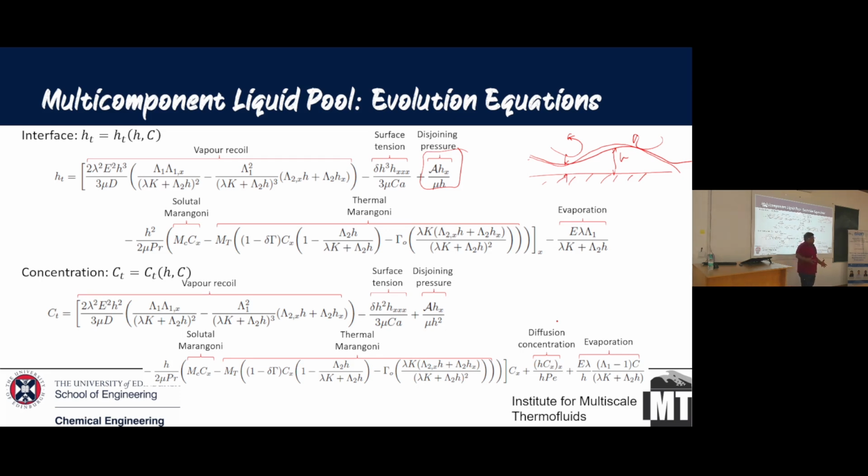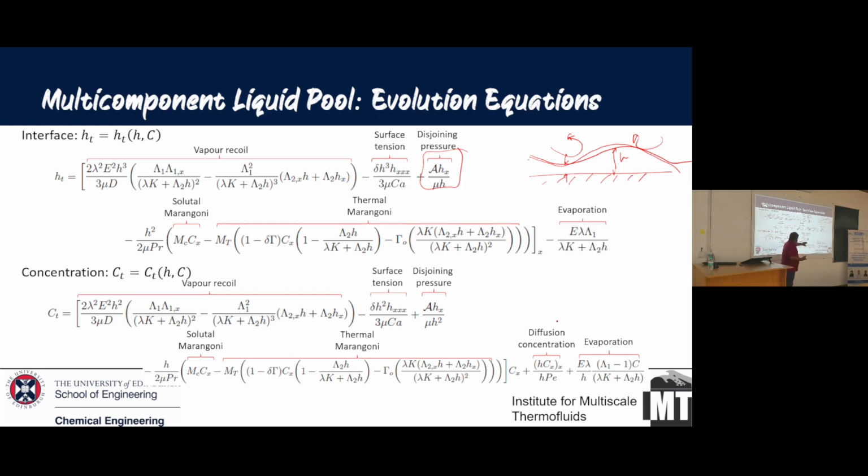So if your liquid mixture has a liquid phase mass transfer resistance, this will have more resistance here. This is the evaporation number. So if you have more evaporation, you may actually flood the interface with the more volatile component quickly. So there are various ways in which these terms can act.